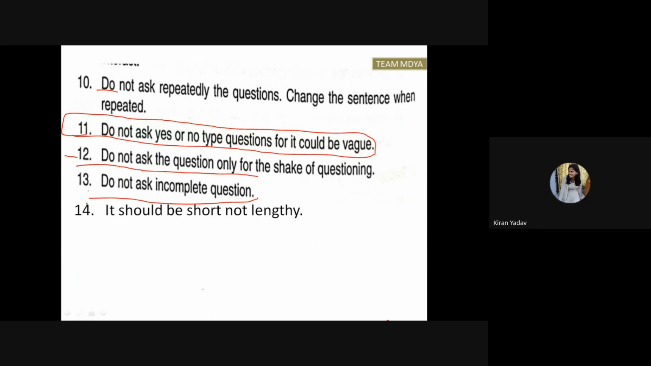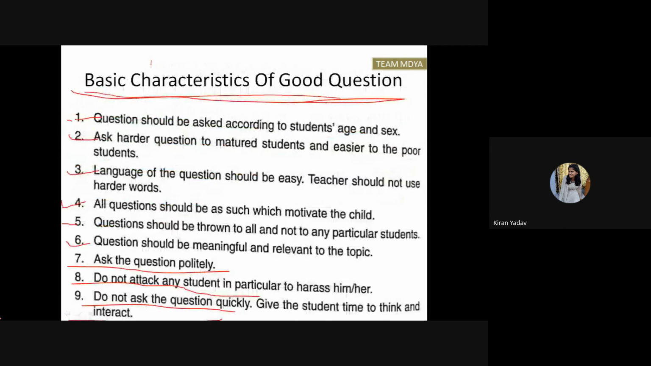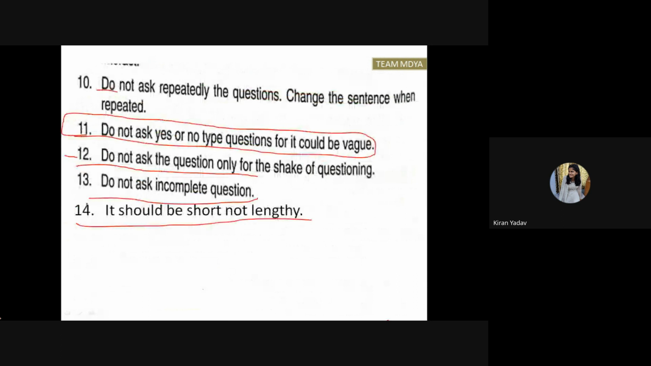So do not ask incomplete questions. The next point is that a question should be short, not lengthy. These are the characteristics of a question. Then after the characteristics, we will study kinds of questions.